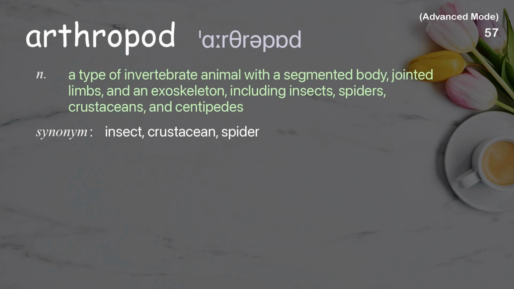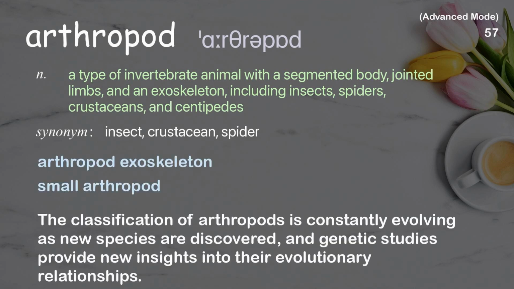Arthropod. A type of invertebrate animal with a segmented body, jointed limbs, and an exoskeleton, including insects, spiders, crustaceans, and centipedes. Examples: Arthropod exoskeleton. Small arthropod. The classification of arthropods is constantly evolving as new species are discovered, and genetic studies provide new insights into their evolutionary relationships.